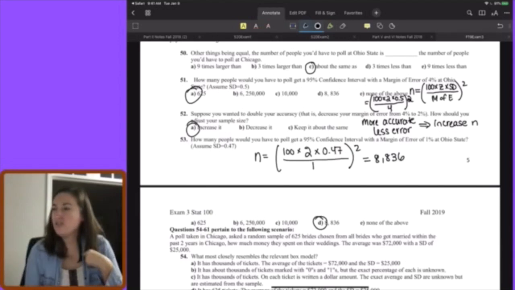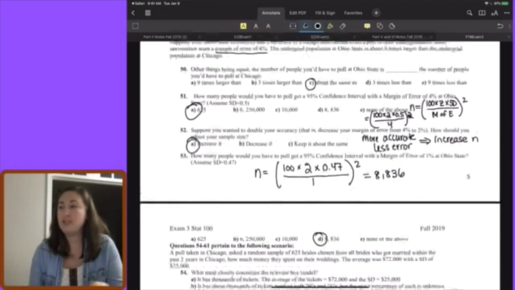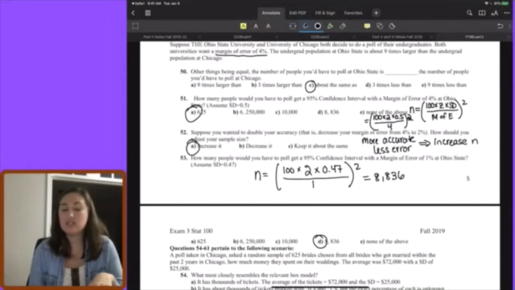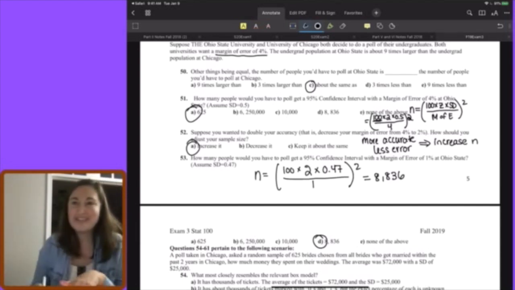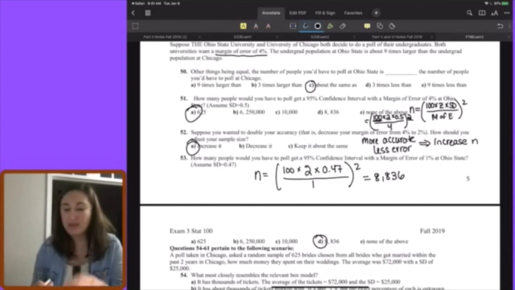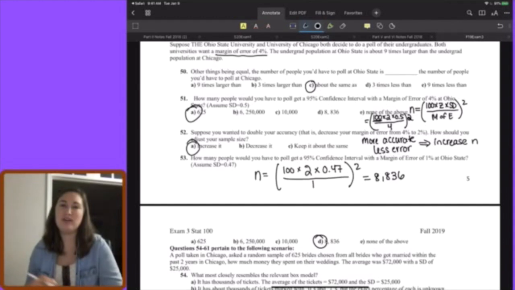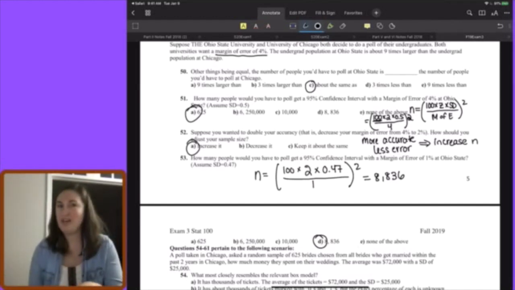Somebody said, why don't you divide by 0.04 in question 51 because it's a percent? That's a great question. Because I'm using this 100 right here in my formula, we can just leave it as 4 for 4%. But if you got rid of the 100, then you would divide by 0.04. But because of that formula with the 100, we can just leave it as 4. But that's a good question. Anything else?